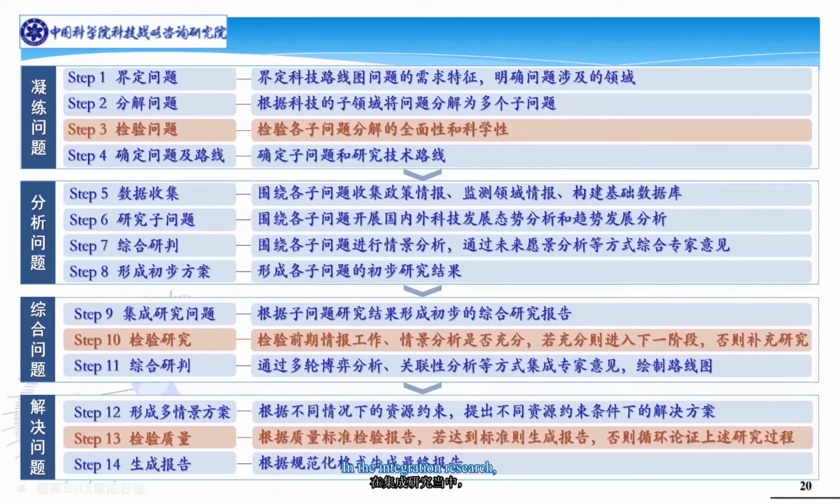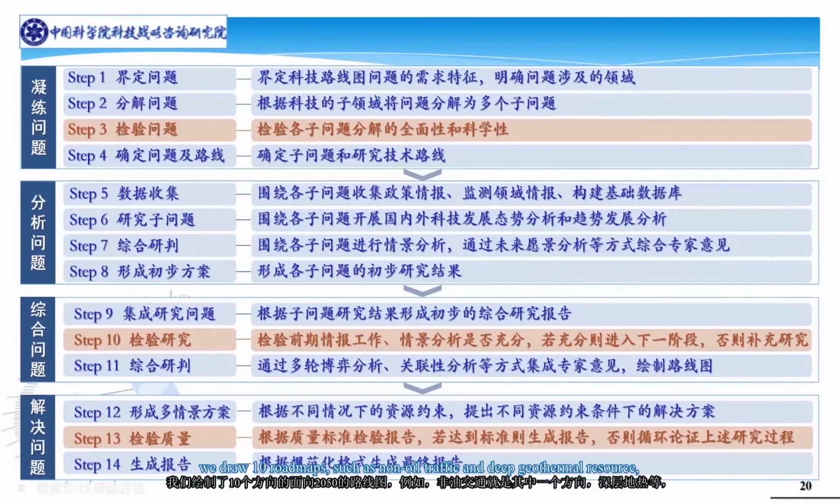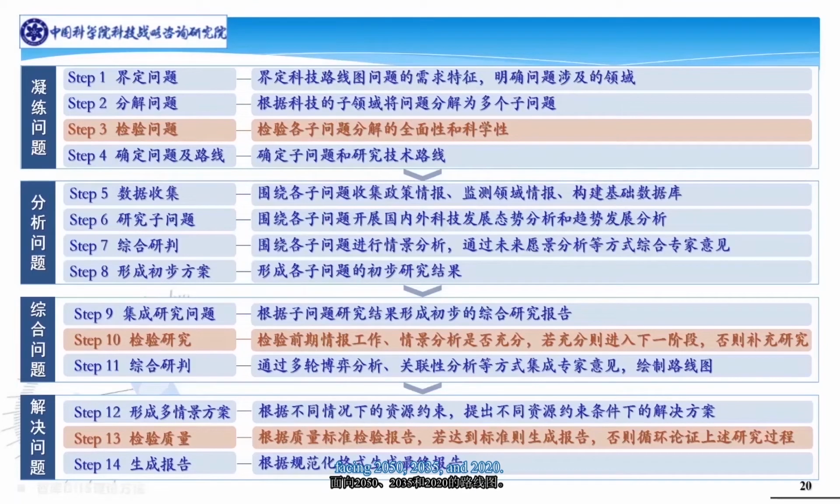In the integration research, we perform subgroup research through group meetings, large group meetings, and a joint meeting of 17 or 18 groups. Through multi-round game analysis, opinion solicitation of relevant departments, and associative analysis, we can draw the roadmaps. For example, in the energy field, we draw 10 roadmaps, such as non-oil traffic and deep geothermal resource, facing 2050, 2035, and 2020. Finally, we proposed the solutions based on situations. You can read the whole report if interested.